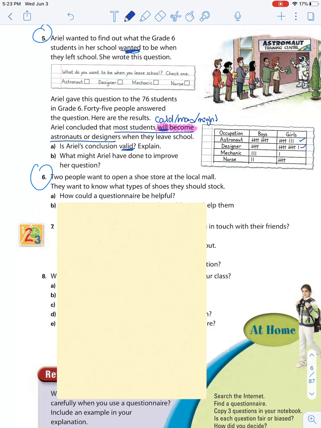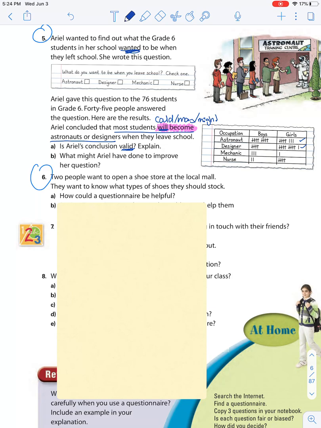Next, what might Ariel have done to improve her question? What do you want to be when you leave school? Let's see. What profession would you be interested in studying when you leave school? Could be something like that, rather than what do you want to be when you leave school? Yeah, that's fine. I guess it's just an opinion question.